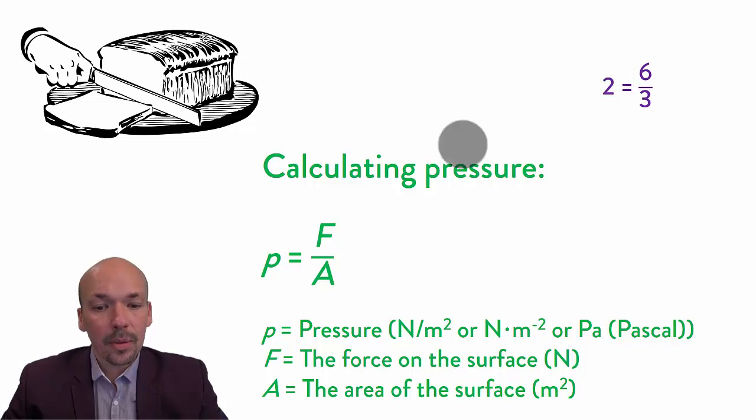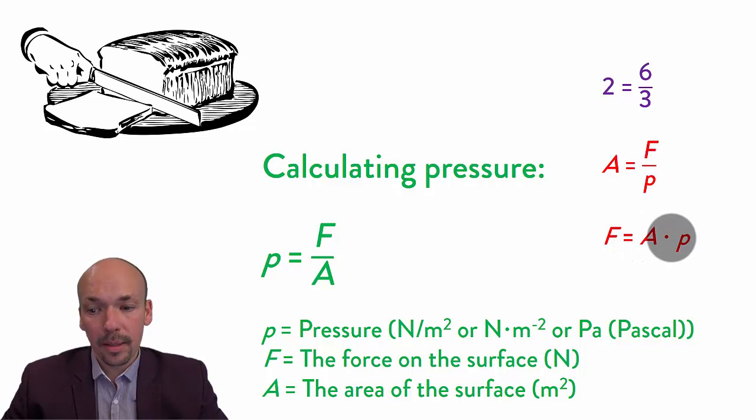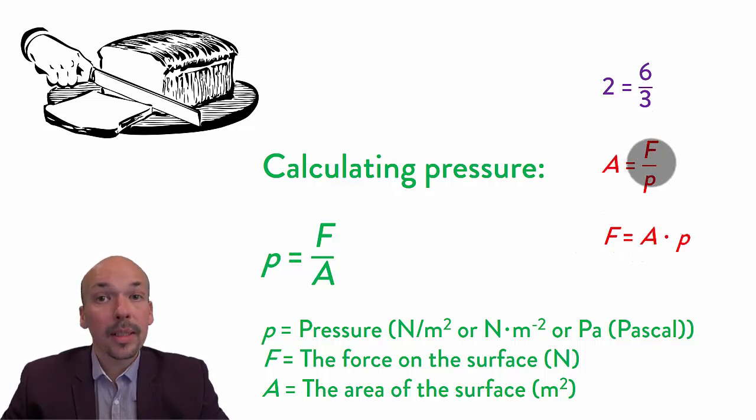So for instance, if you want to calculate the area, so the 3, then you can swap it with the 2. So then you have the 6 divided by 2, and that equals 3, or F divided by P equals A. So it looks like this. So the area is the force divided by the pressure. And of course, if you want to calculate the force, so the force is up here, the 6, then you have to do 2 times 3, or F is area times the pressure. So this is the way how to rebuild this equation.